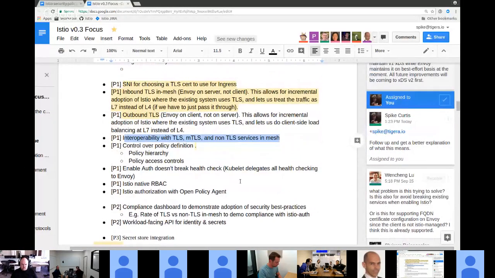Cool. So the next one is control over policy definition, including hierarchies and access controls. I think what this is talking about is that if we're defining security policy, we also have to think about access control to that policy itself. Yes.